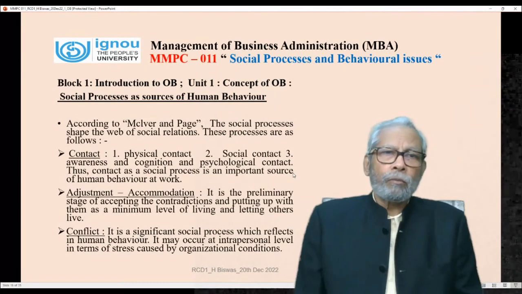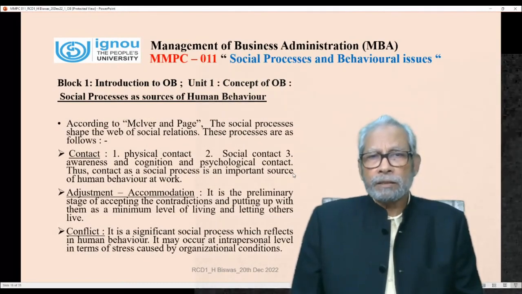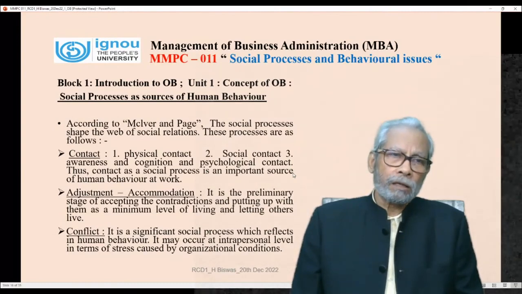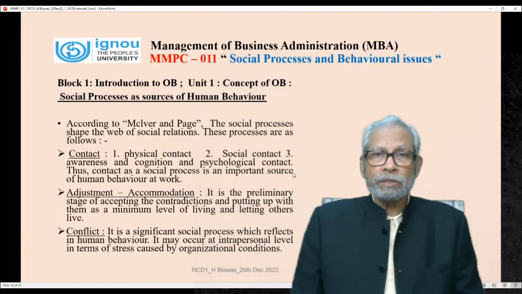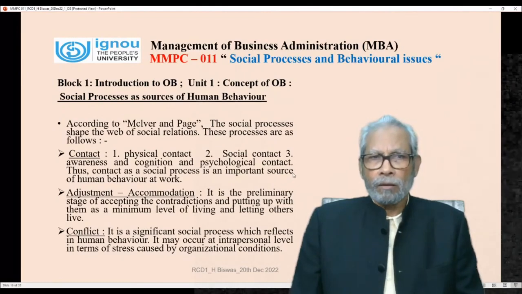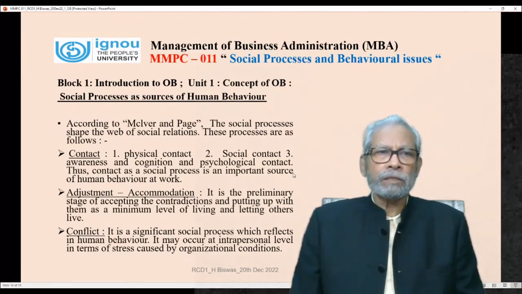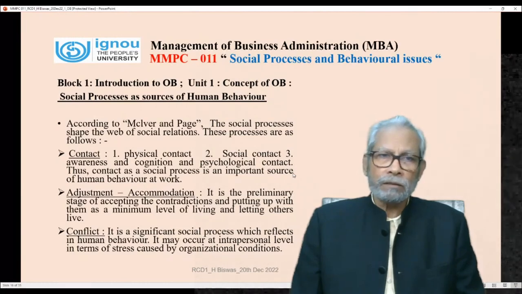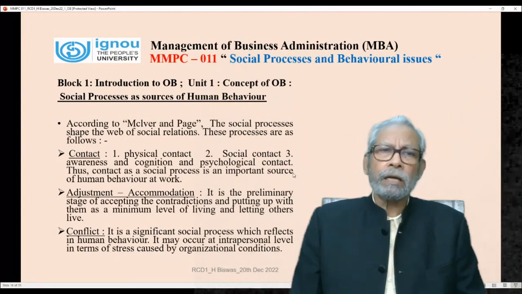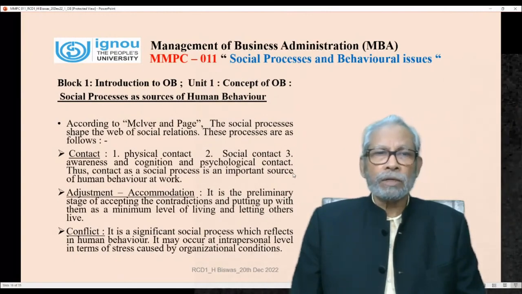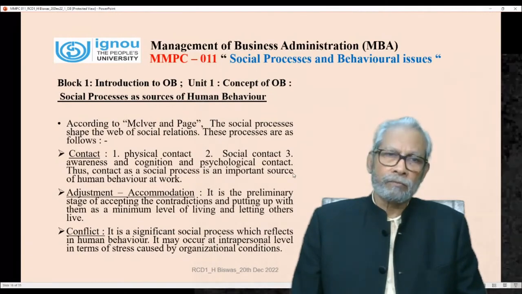Then according to McNamara and Page, social processes shape the way of social relations. These processes are as follows. There are some processes there. What are the processes? One is contact. It may be physical contact, social contact, awareness and cognition, and psychological contact. Thus, contact as a social process is an important source of human behavior at work.